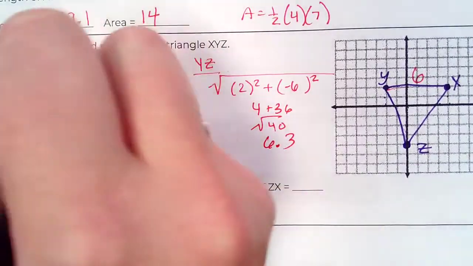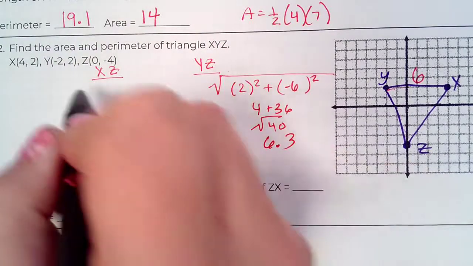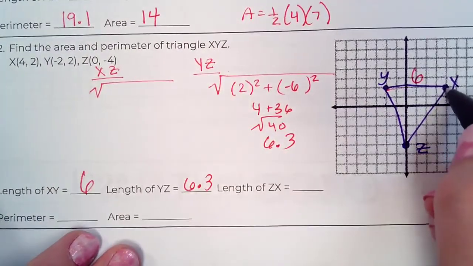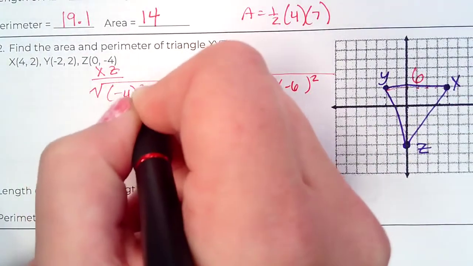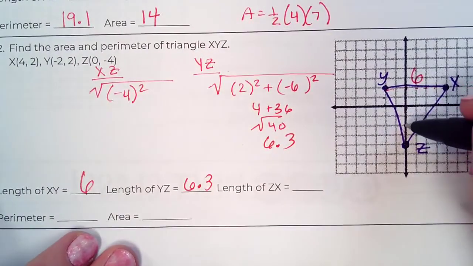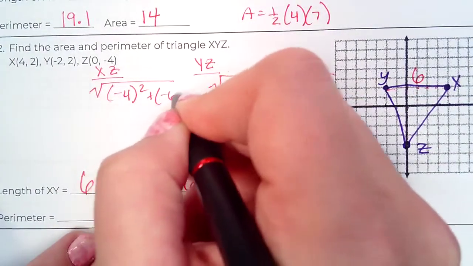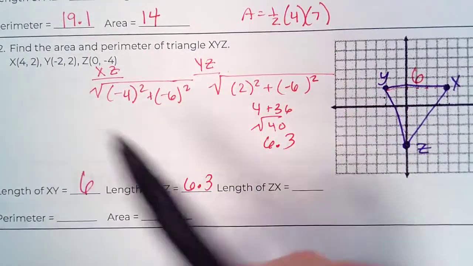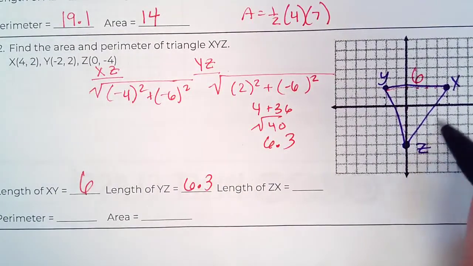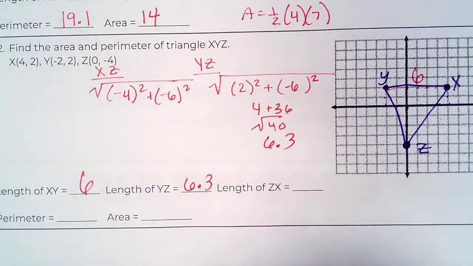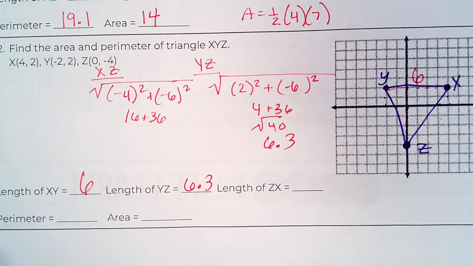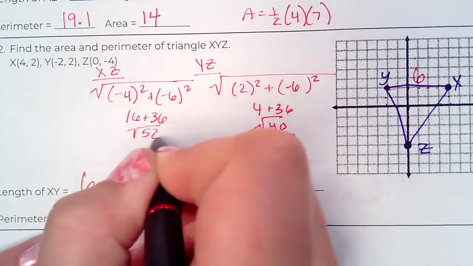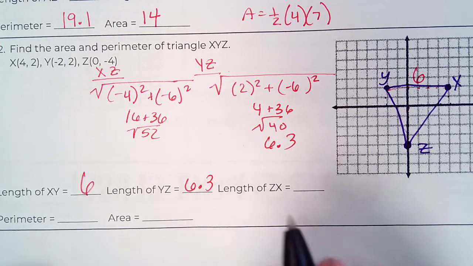XZ, square root of, so I'm going to the left, 1, 2, 3, 4, squared, and then down, 1, 2, 3, 4, 5, 6, still 6. Because I went left and down, I did them both negative. I could have gone from Z to X, and they'd both have been positive. Either way, we're squaring it, so it does not matter. So this is 16 plus 36, square root of 52 is 7.2.